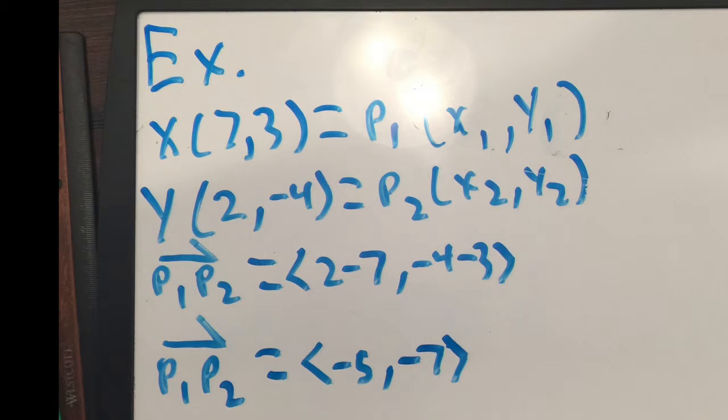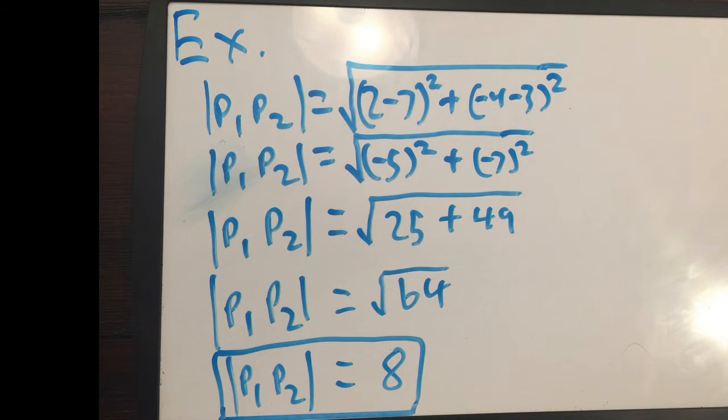This example has two givens. The first one is P1, which is 7, 3, and the second given is P2, which is 2, negative 4. You have to find the vector P1P2. You find this by subtracting x2 by x1 and y2 by y1. How you do that is 2 minus 7 and negative 4 minus 3. That simplifies out to be negative 5, negative 7.